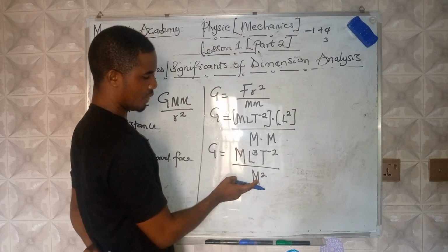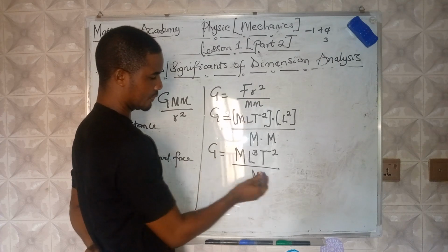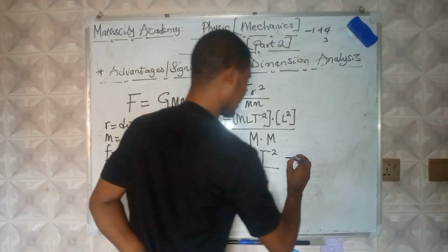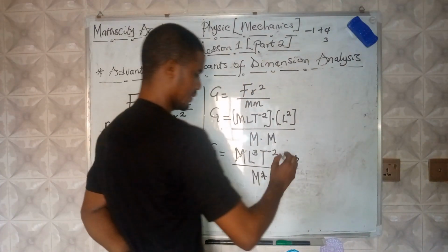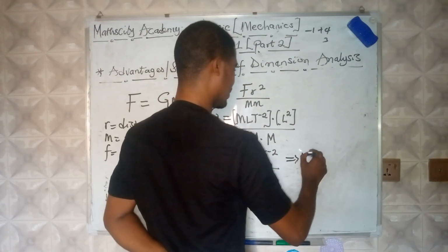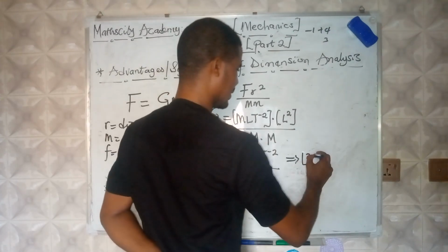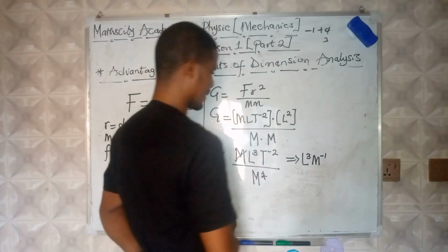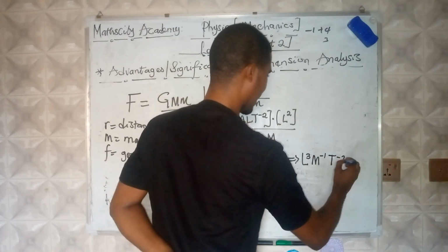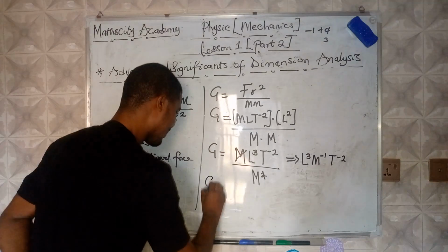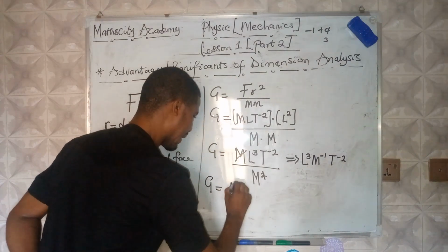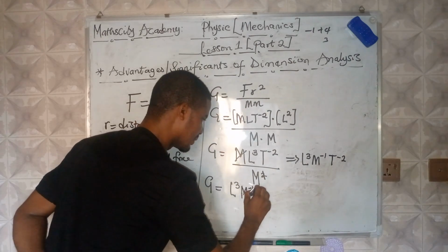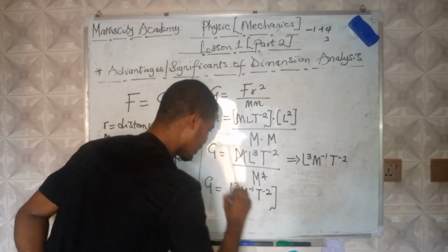I have 2M down, 1M up, so this will take away this, leaving me with L cube M raised to power minus 1 T raised to power minus 2. Therefore, the dimension for G is L cube M raised to power minus 1 T raised to power minus 2.